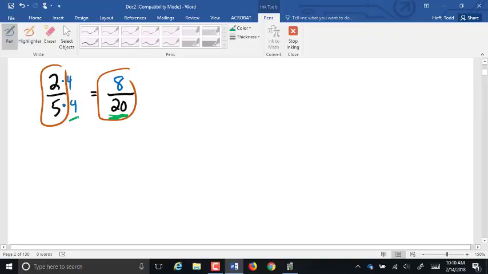Now, we can change the name by finding similar fractions here by multiplying the top and bottom. Again, that's the same value, it just looks different. But we sometimes want to go back the other direction, which is called simplifying.